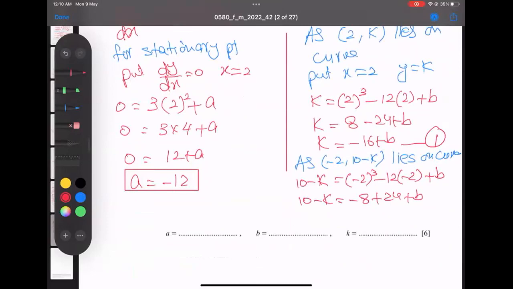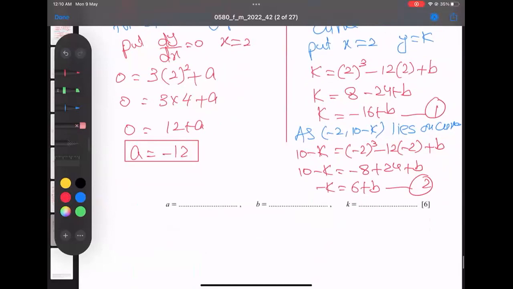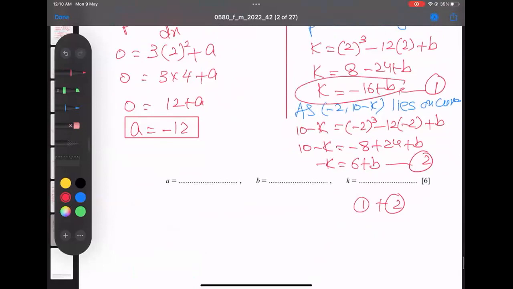So I think so. Let me simplify. And I'm leaving -k here alone. 10 will go on the right hand side. It becomes -10. So -10 equals -8 plus 24, I'm getting 6 plus b. Equation number 2. So if I add 1 and 2, what happens? Let's see 1 plus 2. Have a look. This equation and this equation I'm writing down: k is equal to -16 plus b and -k equal to 6 plus b.